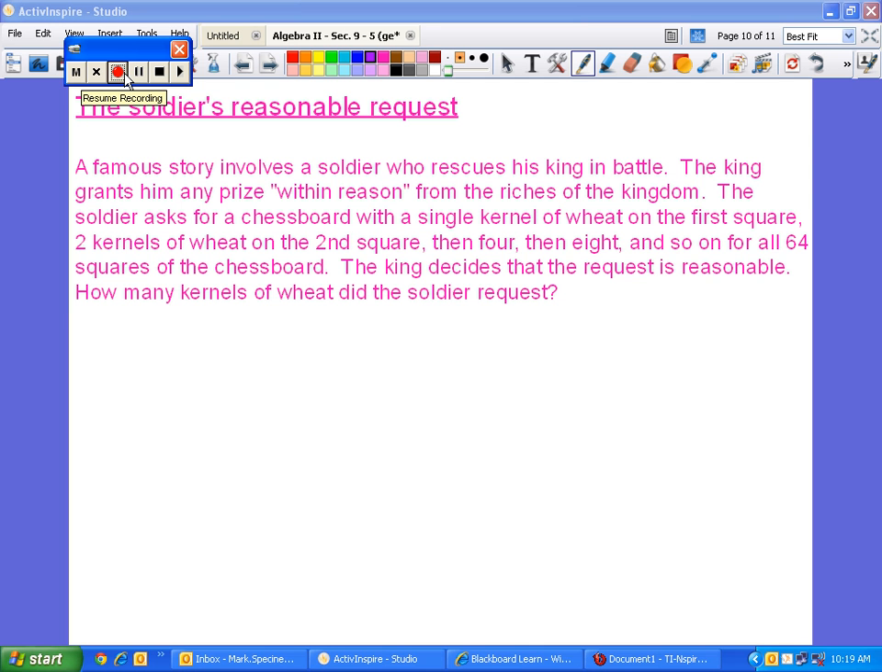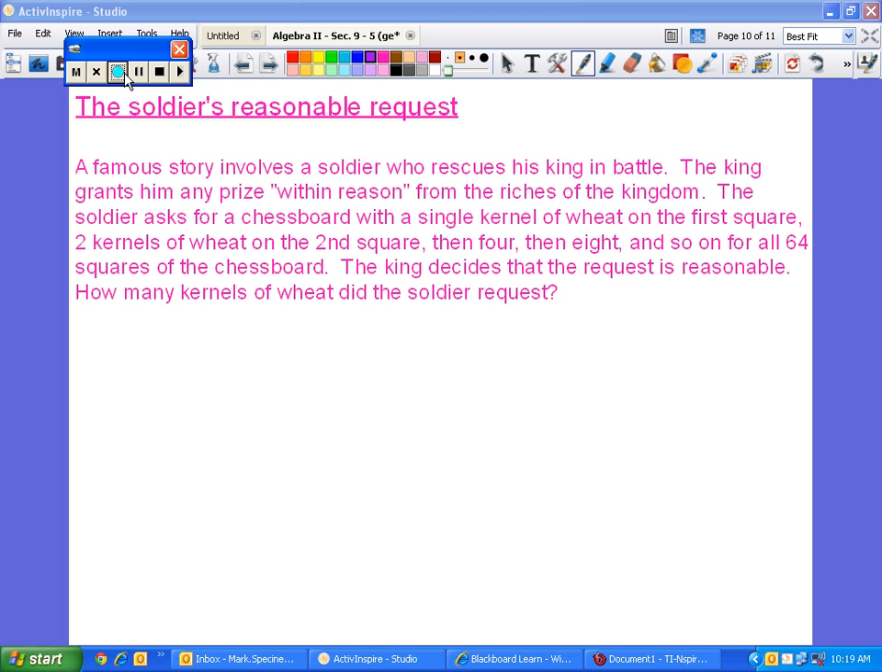Basically we have a story, and it's the story of a soldier who rescues his king in battle. And as a reward, the king says, I will grant you any prize within reason. And the soldier says, okay, here's what I want. I want you to give me 1 kernel of wheat on 1 square of the checkerboard.